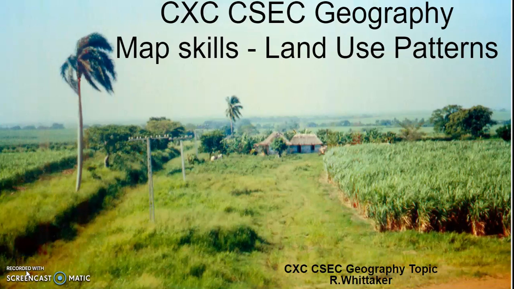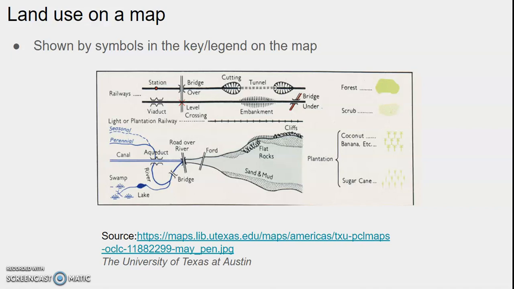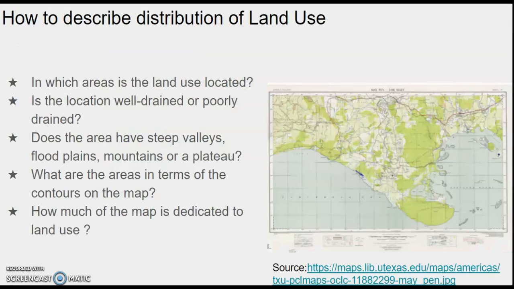This is a short tutorial on map skills: land use patterns. Land use on a map is usually shown by symbols and a key or legend. It is very important that during the exam you look at the key and look for the information that they're asking you for. When describing distribution of land use, look in the areas in which the land use is being located.